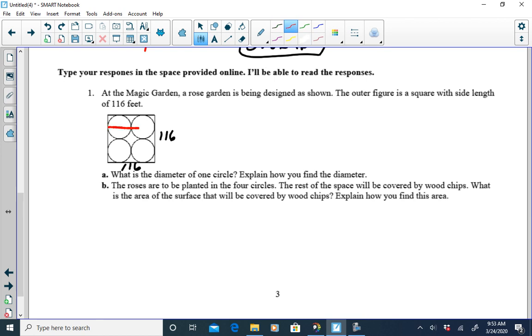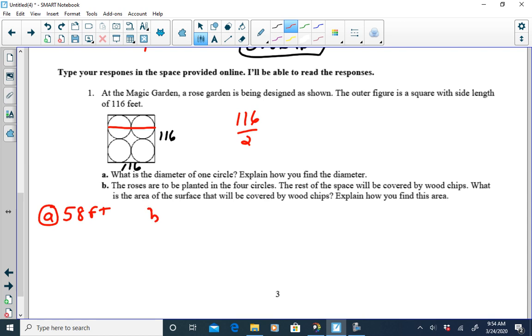Well, if this whole red distance is 116, the diameter is going to be half of that. So what's half of 116? Well, if we take 116 and divide it by 2, that's going to be what, 58? So part A, that's simply 58 feet. And that's all you had to do there, right? To find the diameter, we just take half of that 116, and if we divide 116 by 2, that's where we get the 58 from.